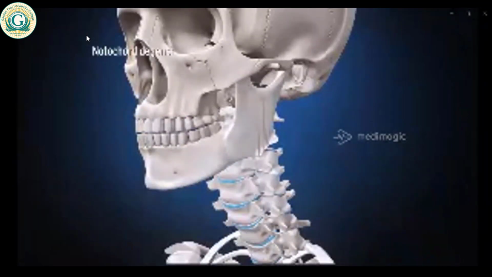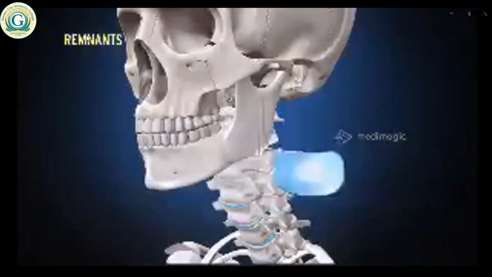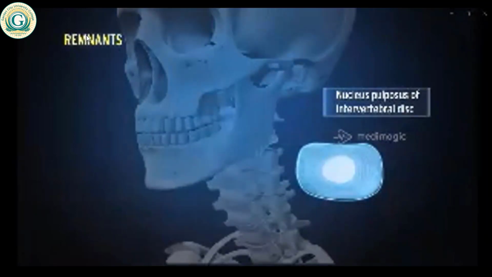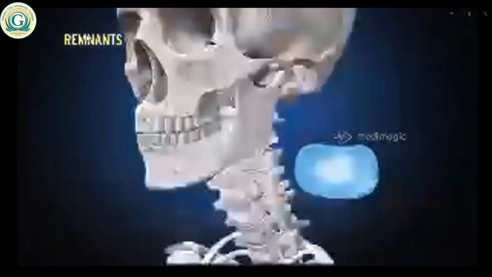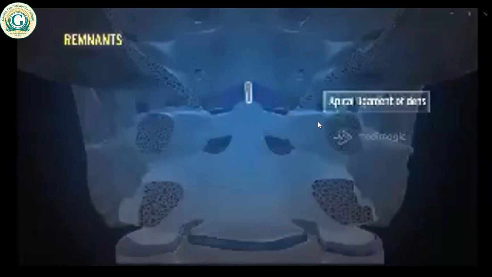The notochord degenerates with the beginning of the formation of the vertebral body. The remnants of the notochord remain as the nucleus pulposus of the intervertebral disc. Okay. And the apical ligament of the dens.